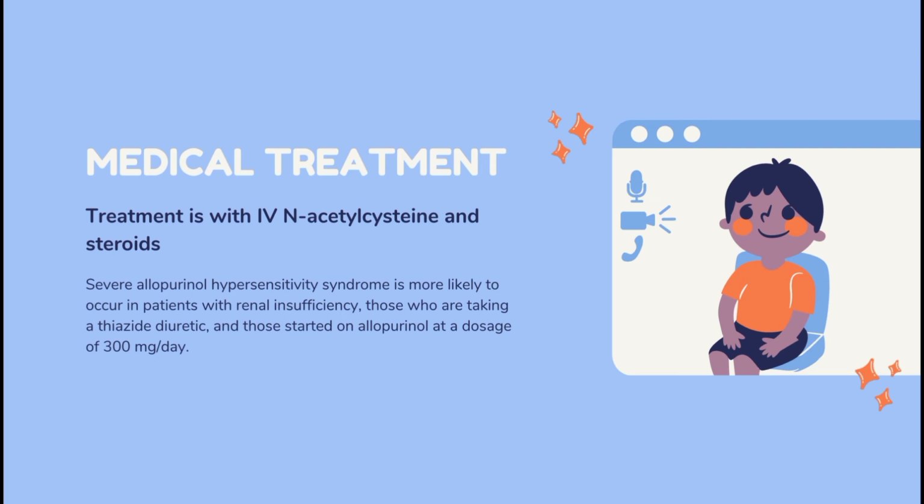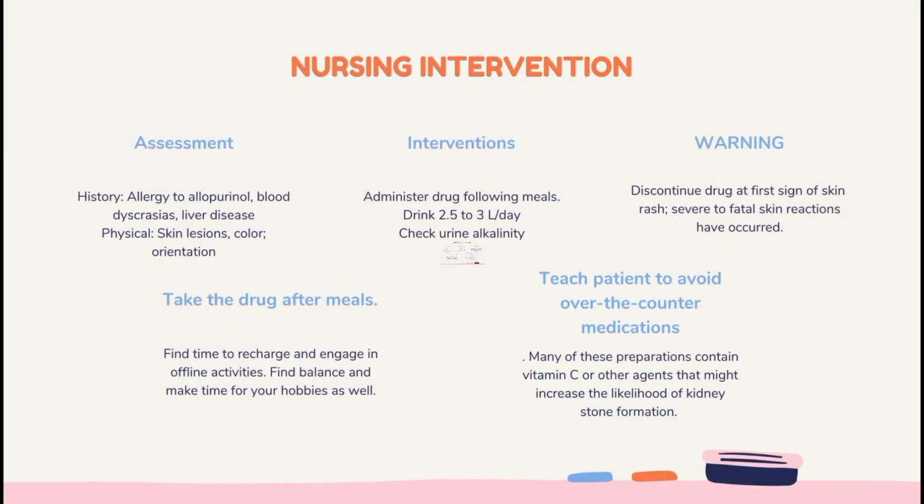Severe allopurinol hypersensitivity syndrome is more likely to occur in patients with renal insufficiency, those who are taking a thiazide diuretic, and those started on allopurinol at a dosage of 300 mg per day. For the nursing intervention, in assessment, history taking: allergy to allopurinol, blood dyscrasias, liver disease. In physical, skin lesions, color, and orientation.